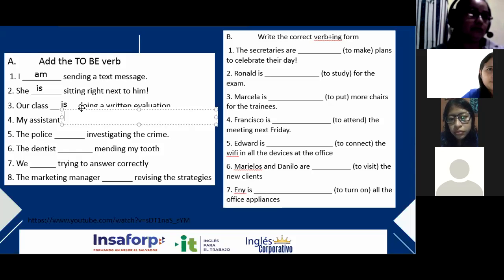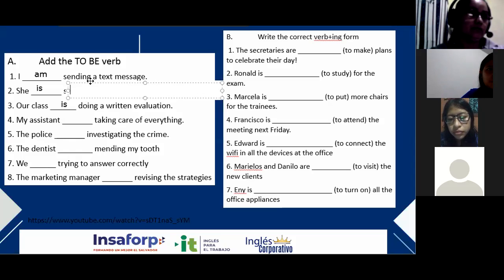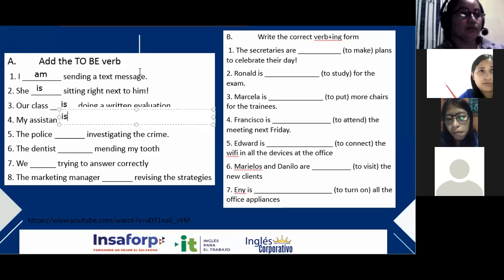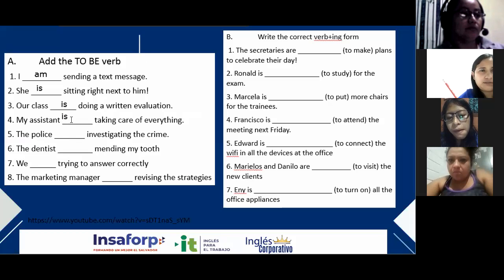Okay? So, number four. We said, my assistant, is it one person or more people? One person. Okay. One person. It could be she or he, right? Yes. So it is. Correct. Okay, my assistant could be a woman or could be a man. So yes, it is. Okay, my assistant is taking care of everything. Okay, next one, number five, the police.